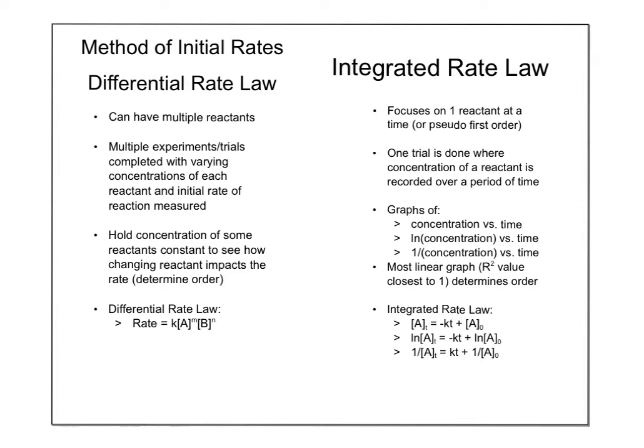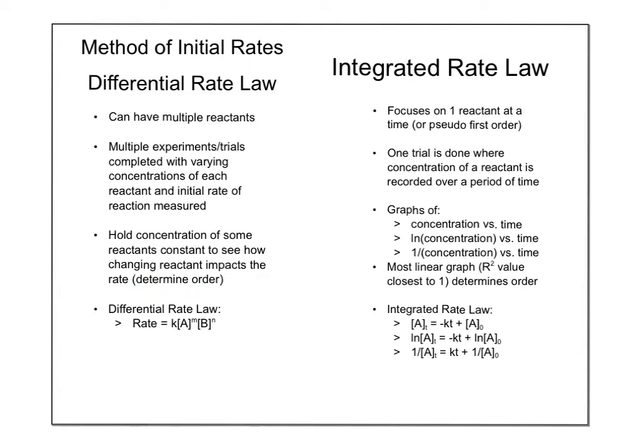But let's go back to kinetics. There are two different ways that we can solve for the rate law. The first is called the method of initial rates, or the differential rate law. You can have multiple reactants, so this is where we see a table with multiple trials. In each trial or experiment, we change the concentration of a reactant. Maybe I double one reactant and leave the other constant. Then we measure the initial rate of the reaction, so right when it starts, what's the rate? The goal is to hold the concentration of some reactants constant to see how changing the other impacts the rate of the reaction, which helps us determine the order.